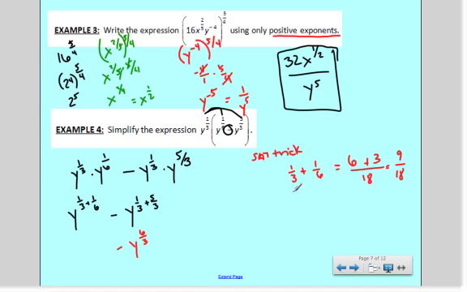So now you can see that we're going to have y to the 1/2 here. And this is y to the 2, so y to the 1/2 minus y squared. And we're done. That's all we can do.